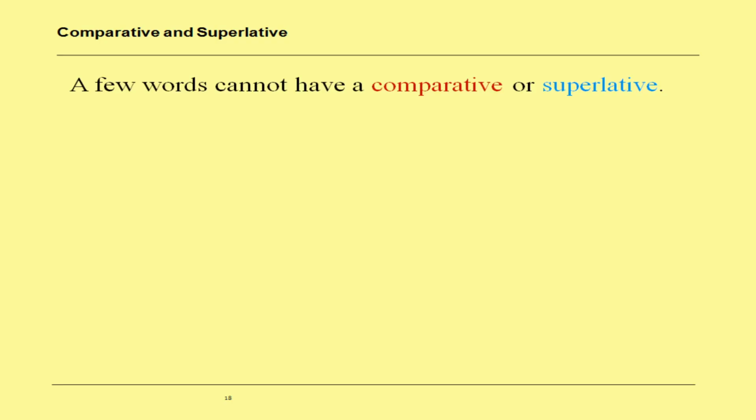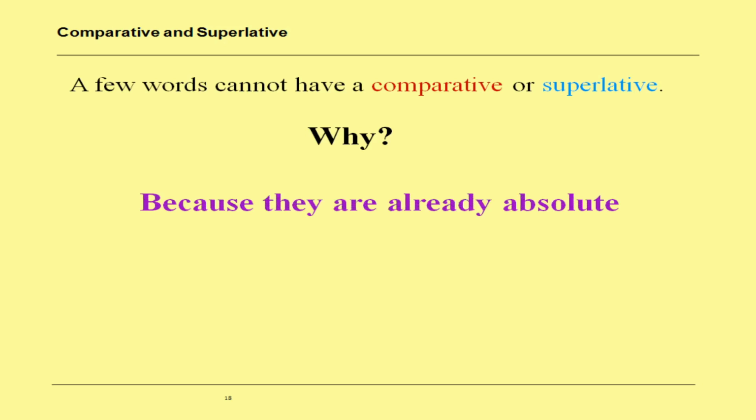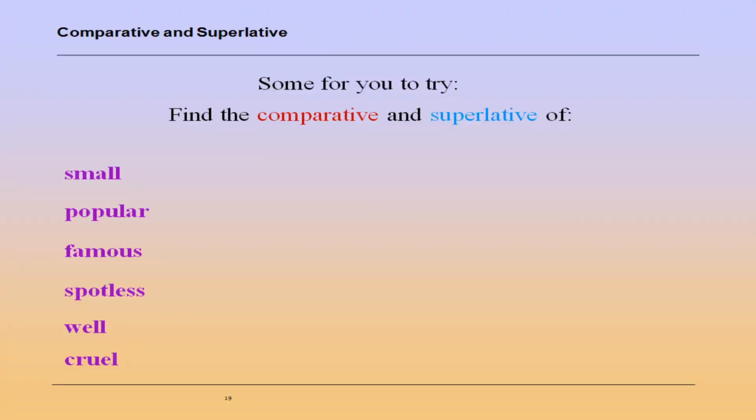Then a few words cannot have a comparative or superlative. Why? Because they are already absolute. Example: unique, perfect. Then some for you to try. Find the comparative and superlative form of small, popular, famous, spotless, well, cruel.